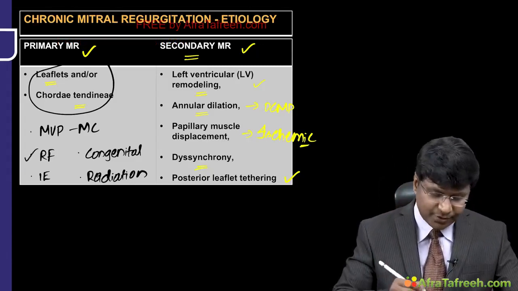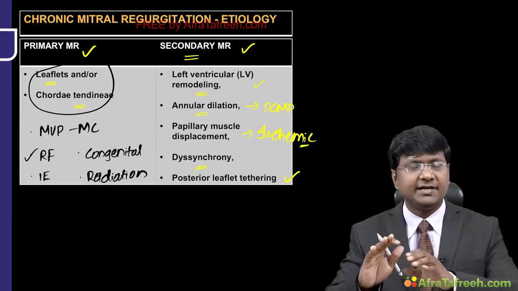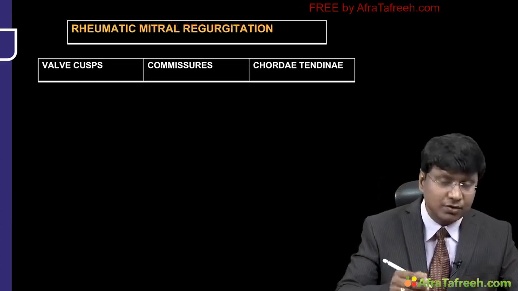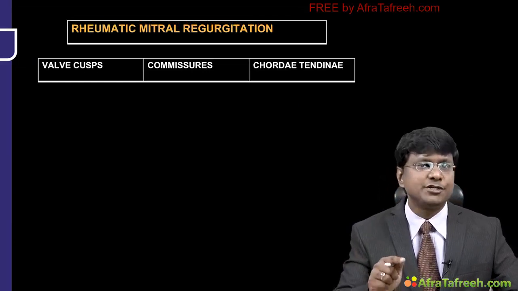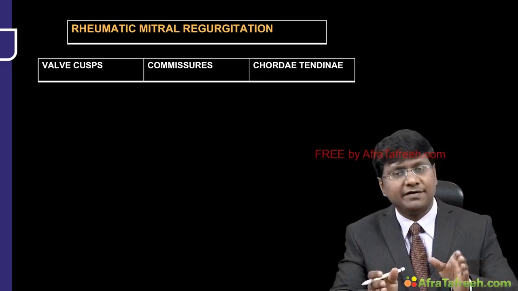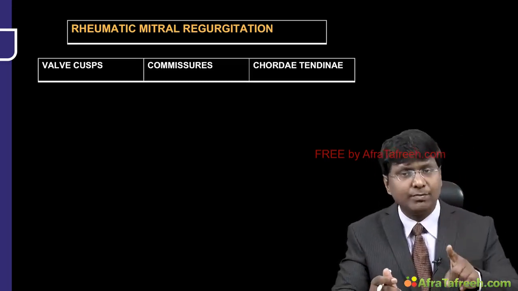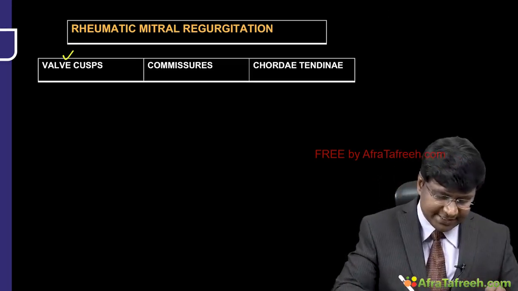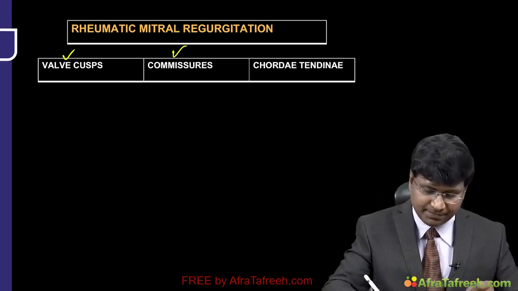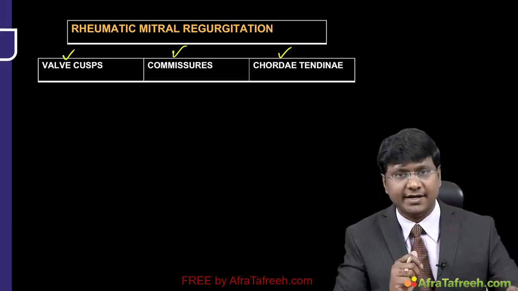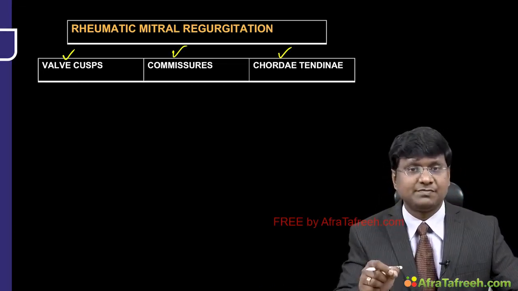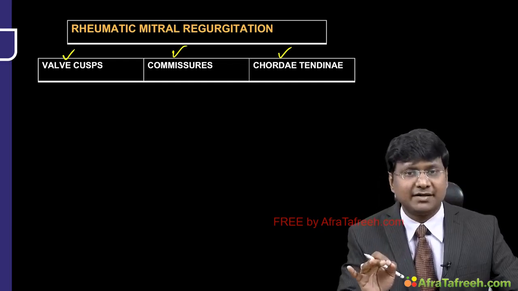Now let me try to explain. Mitral valve prolapse we have discussed in detail separately in a section called mitral valve prolapse. But now let me tell you how rheumatic fever is responsible for the development of mitral regurgitation. What will be the pathology in rheumatic fever causing mitral regurgitation? In rheumatic mitral regurgitation, the pathology is in the valve cusps, the commissures, and the chordae tendineae. Now, let me discuss what will happen in the valve cusps.